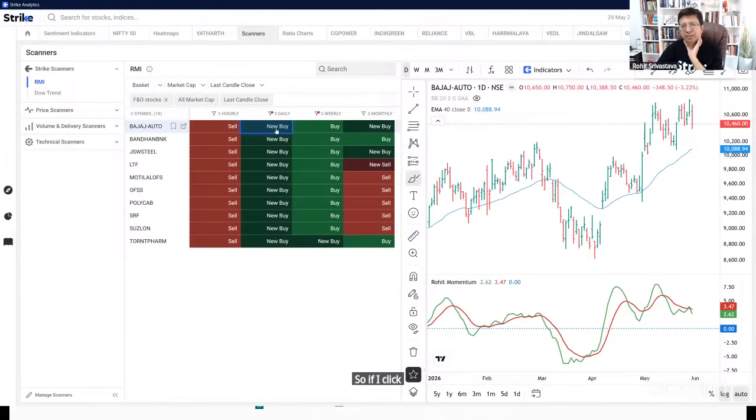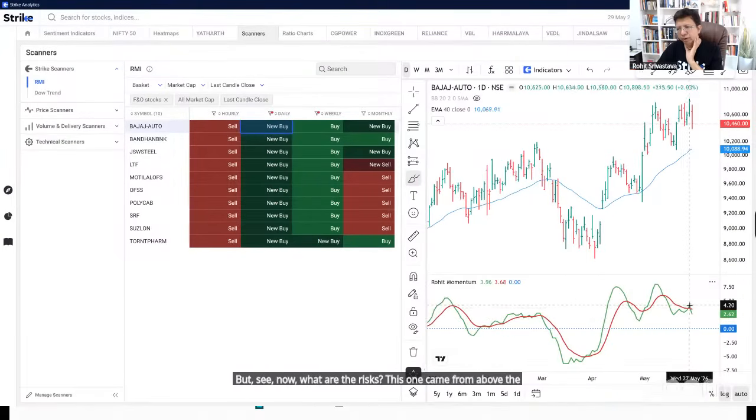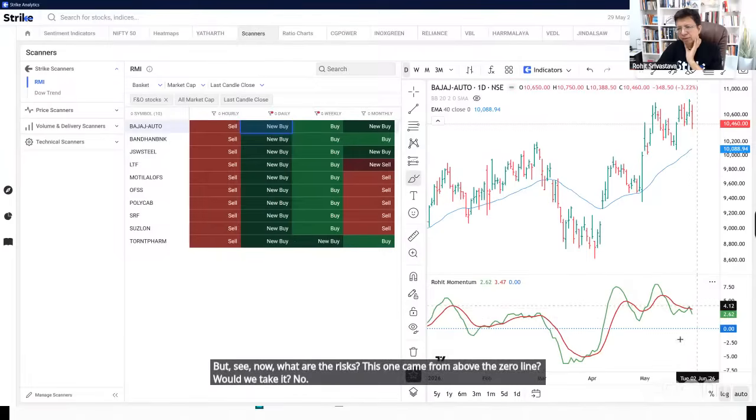So if I click on this, okay, then we got a buy signal here. Again, it went into sell though, but we did get a buy signal here. But see now, what is the risk? This one came from above the zero line. Would we take it? No. Next day it's down. This is the risk usually.